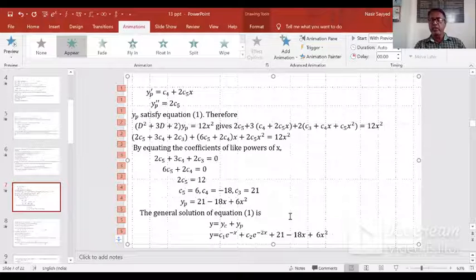And then we write the general solution of the given non-homogeneous differential equation: y is equal to yc plus yp, which is equal to C1 e to the power minus x plus C2 e to the power minus 2x plus 21 minus 18x plus 6x square. And this is the general solution of the given non-homogeneous differential equation by the method of undetermined coefficients.